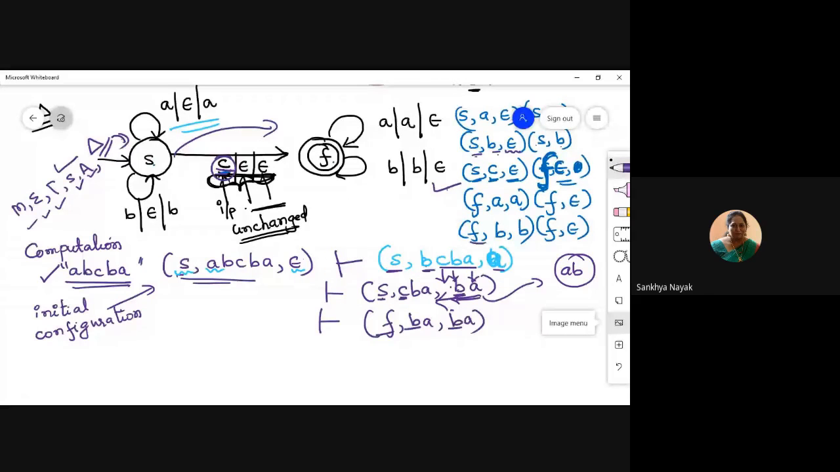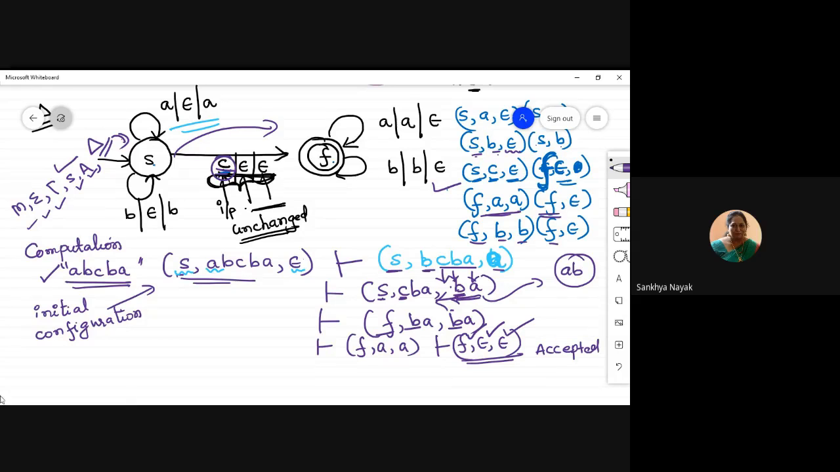So you can see FBB is pop, correct? So you are left with FAA. Again for FAA also it is pop. So you are left with F epsilon and this will be accepted. Why will this be accepted? F is a final state. You consumed all the input and there is nothing inside the stack.